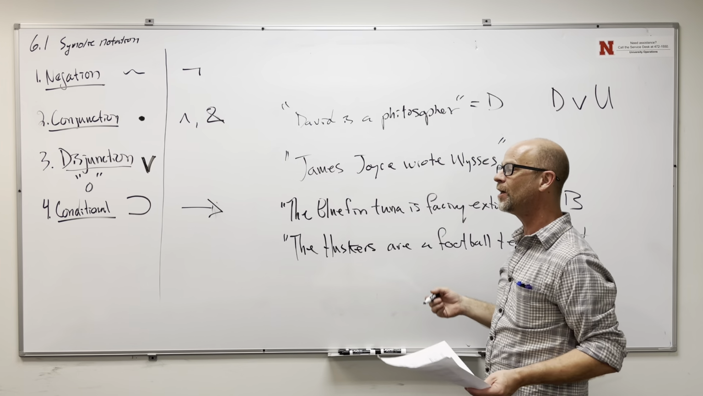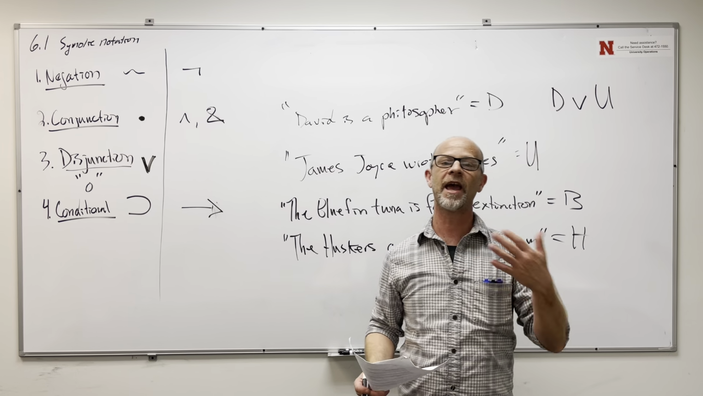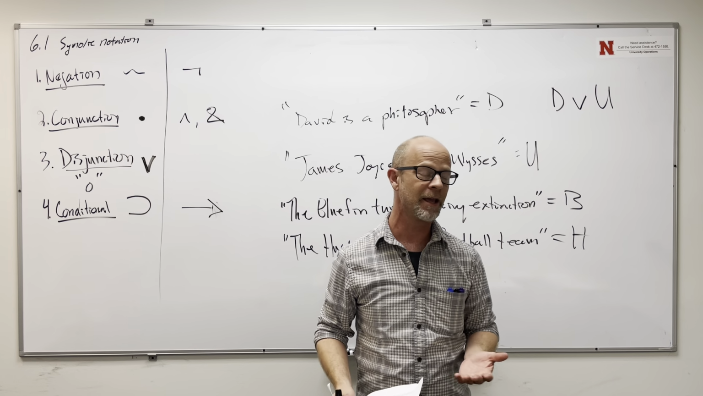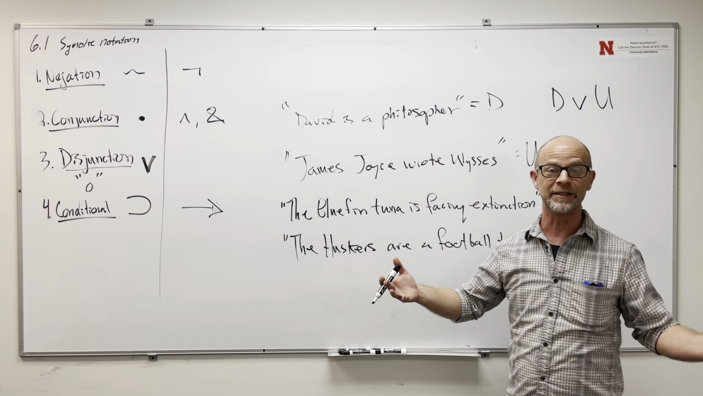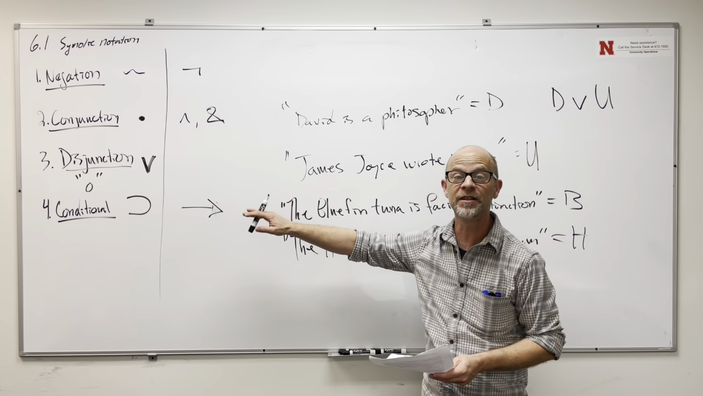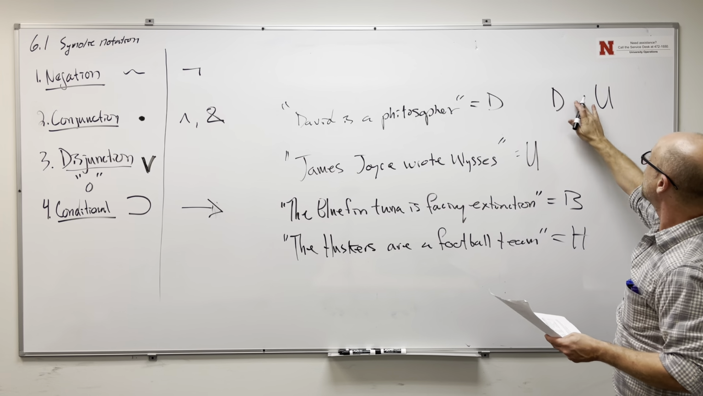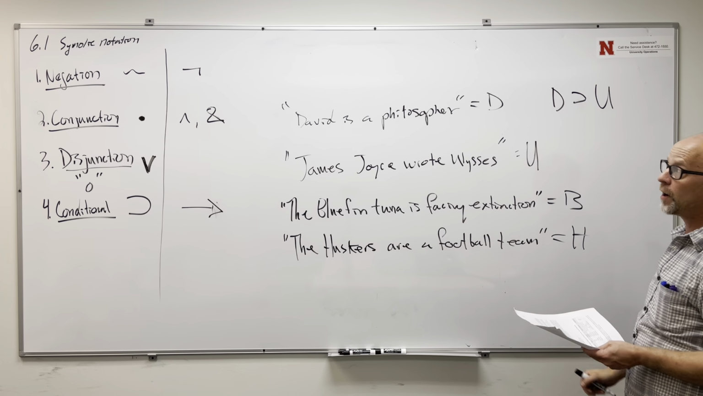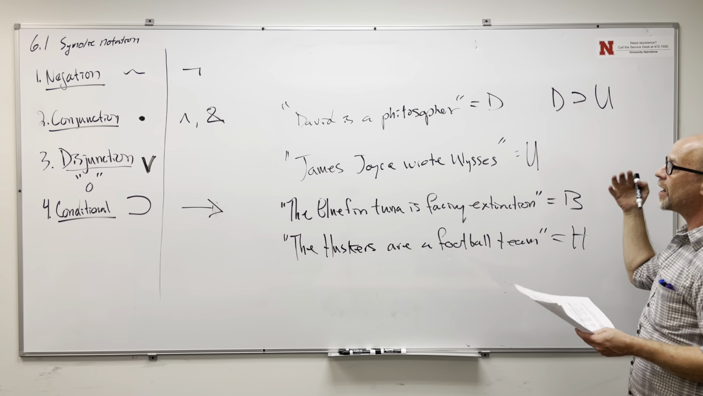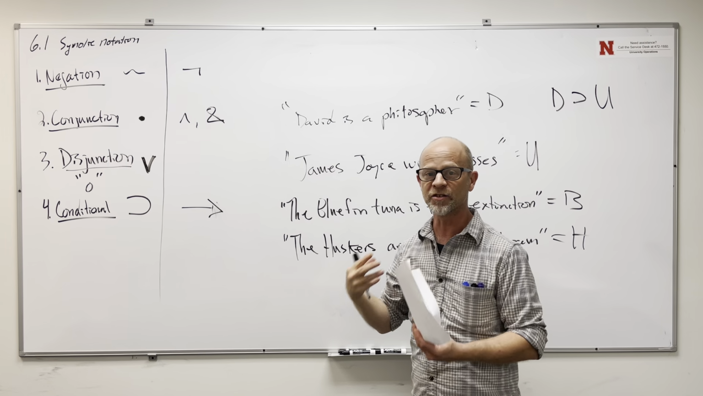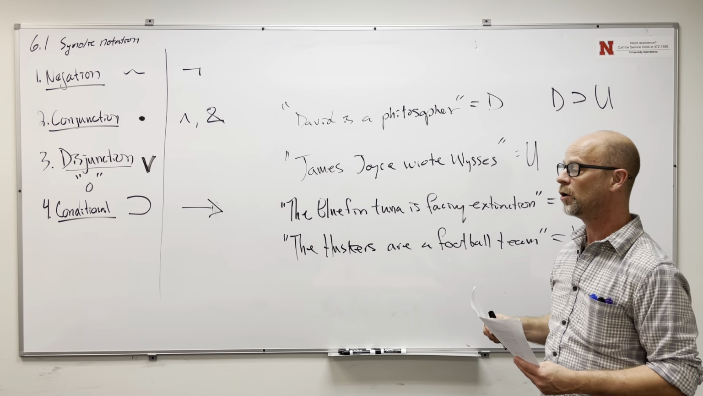Now, what is the conditional? Again, it's our if-then statement. If A, then B. If today is Wednesday, tomorrow is Thursday. If you're hungry, then you should eat food. Right? These are our if-then statements, which are basically just conditional statements. Again, we can symbolize this. I can say, if D, then U. Right? If David is a philosopher, then James Joyce wrote Ulysses. Right? So I can connect these different atomic statements together using this logical connective of the horseshoe, or the conditional statement.